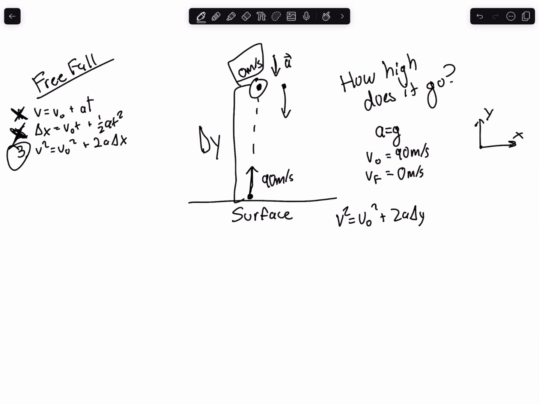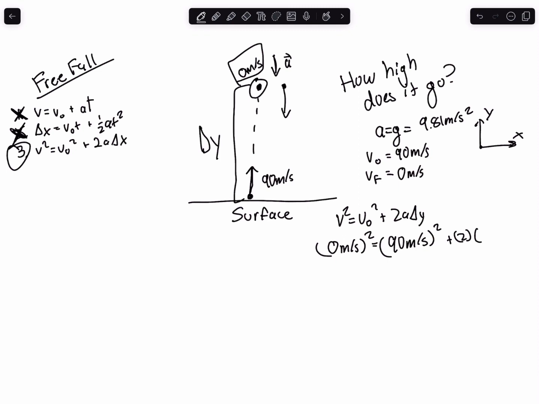We know v squared is going to be 0 meters per second squared. Very simple. We know v naught squared, 90 meters per second squared. 2 is going to remain the same. And a. What is a? Well, we know the value of g is 9.81 meters per second squared. That's constant with gravity near the surface of the Earth.